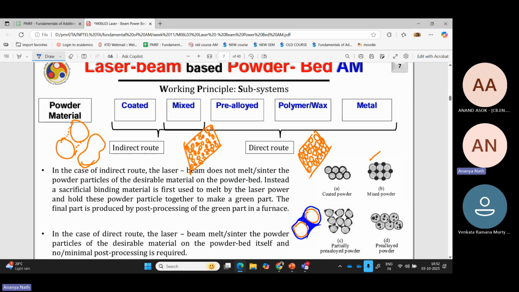Same thing you can do for ceramics as well. So ceramic printing is also popular in case of PBF. You can print ceramic for different applications using the same selective laser sintering process.